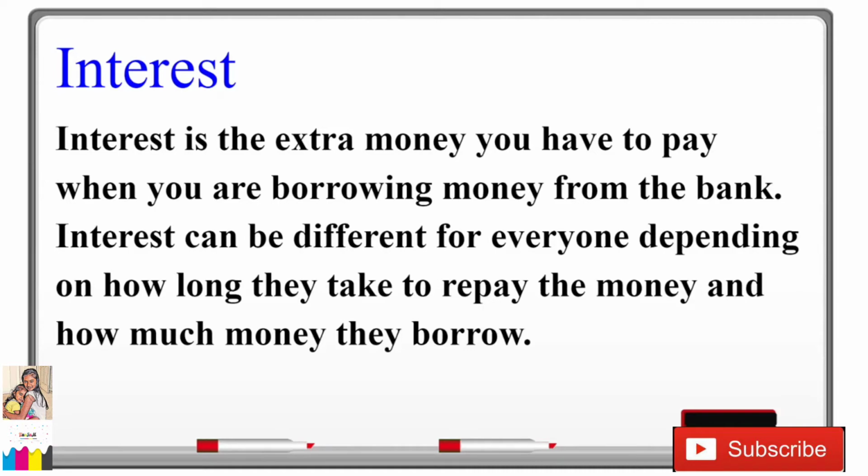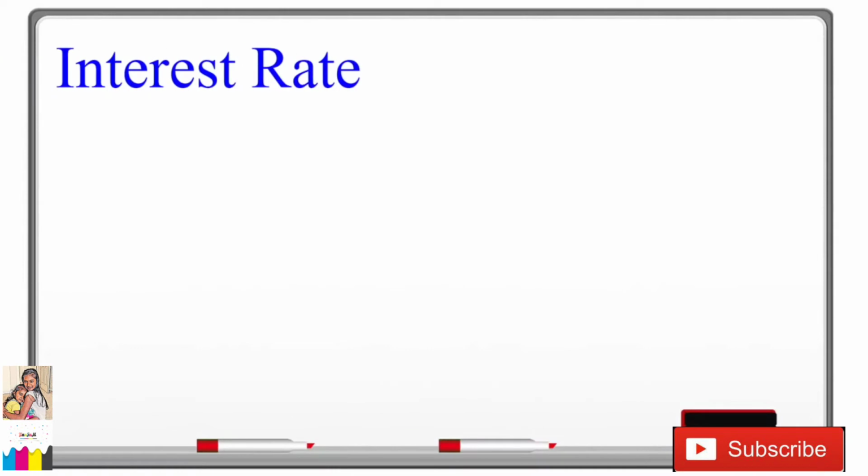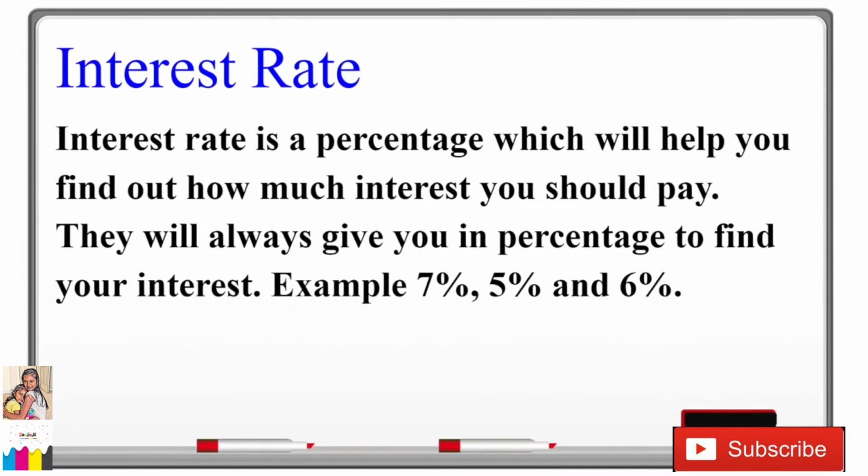Now, what is interest rate? Interest rate is a percentage which will help you find out how much interest you should pay. They will always give it to you as a percentage to find your interest. For example, 7%, 5%, and 6%. So interest rate basically is a percentage which will help you find out how much extra money you should pay.